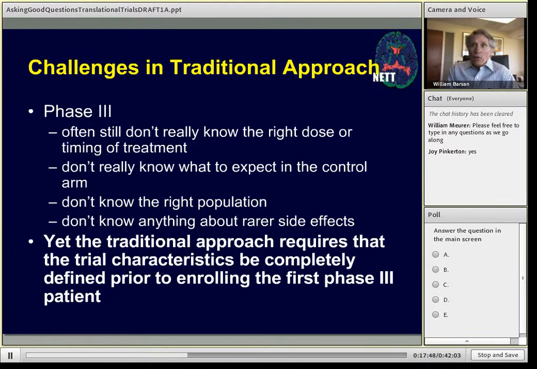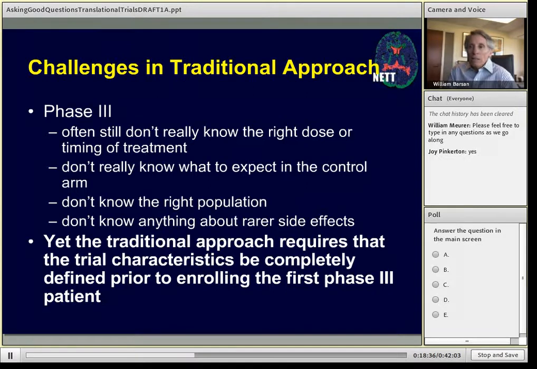But the challenge in the traditional approach with phase 3 is we still don't know the right dose or timing often. And the TPA study is an example. So we said we think this 0.9 is the best dose. We're going to go with it. We didn't really know if that was the best dose. We really don't know what to expect in the control arm, and this can be a big problem. If you're assuming that the control arm, for example, is going to have a 50% incidence of ending up normal no matter what you do, and if it turns out that when you do the study, actually 75% of the controls end up normal, you've got a big problem in terms of trying to show the difference. Sometimes we don't know the right population to study, and sometimes we don't know about rarer side effects, and you just need more patients.